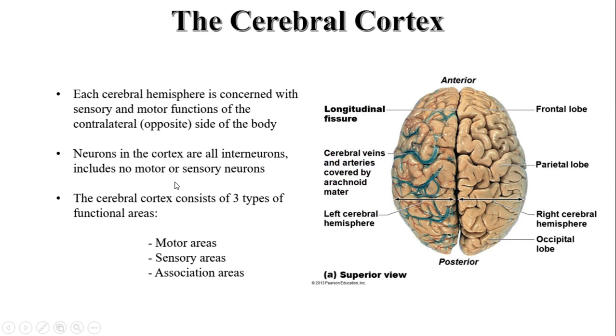And lastly, the cerebral cortex consists of 3 types of functional areas: motor areas, sensory areas, and association areas. That will be part 2 of this recording, where we'll discuss all the different functions of the cerebral cortex, because there is quite a lot.